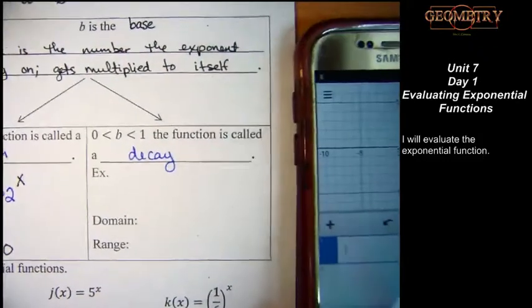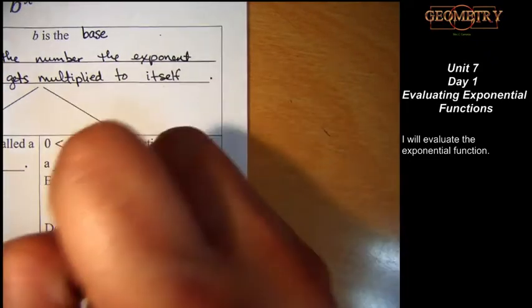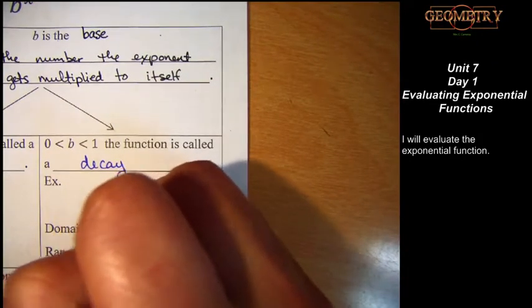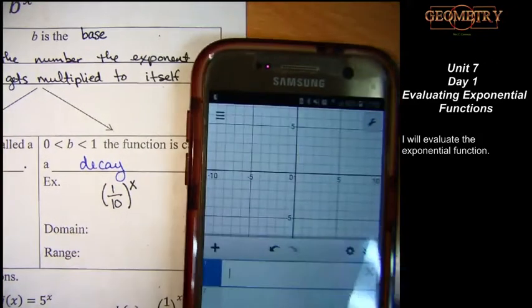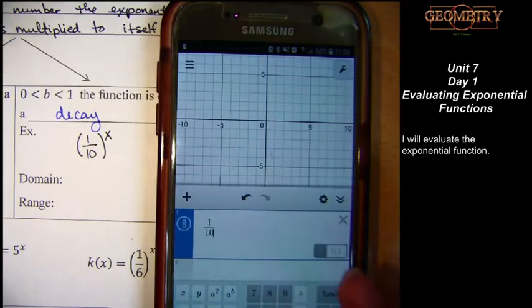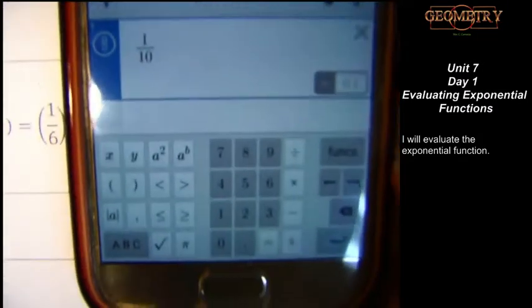Let's look at the decay. Remember, the decay happens when the base is somewhere between 0 and 1, so some sort of positive small fraction. So can I please have a reasonable denominator? So 1 over 10 is our decay. So we're going to come back to our Desmos app, and we're going to do 1 divided by 10. And then you're going to push the sideways right arrow button.